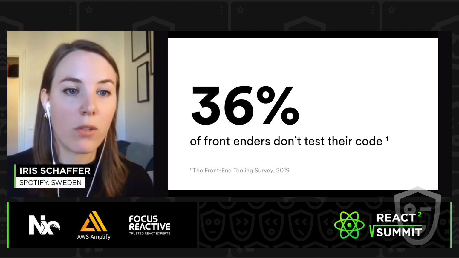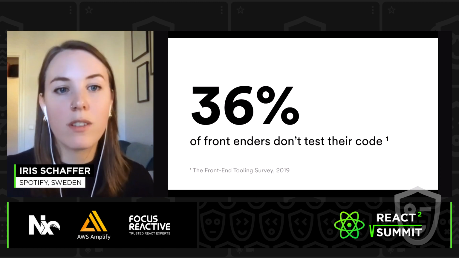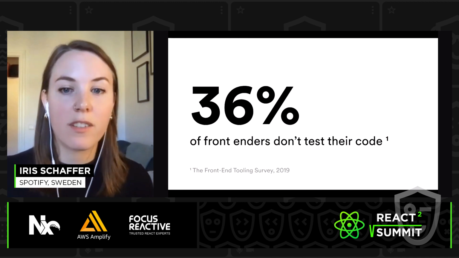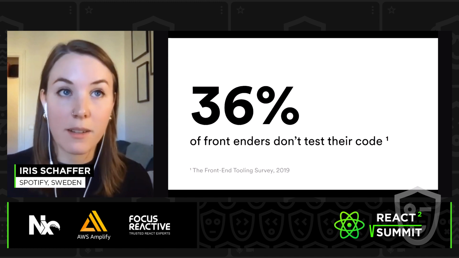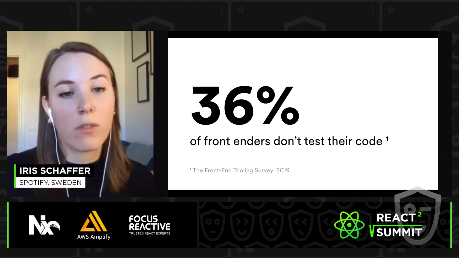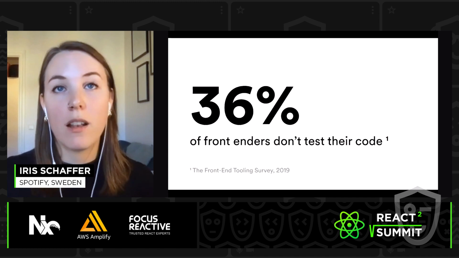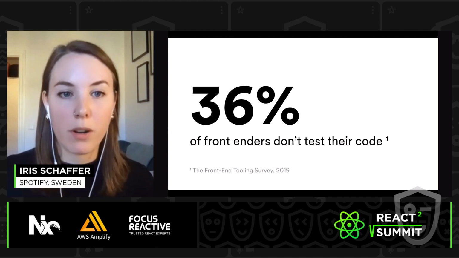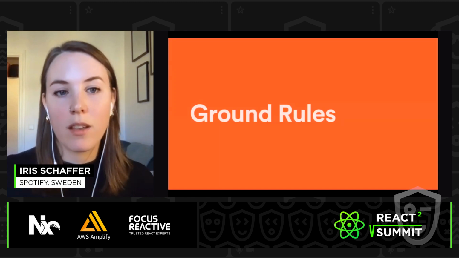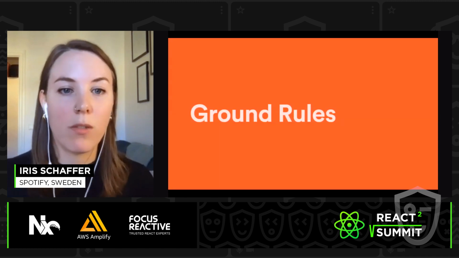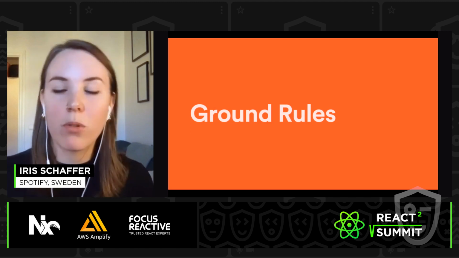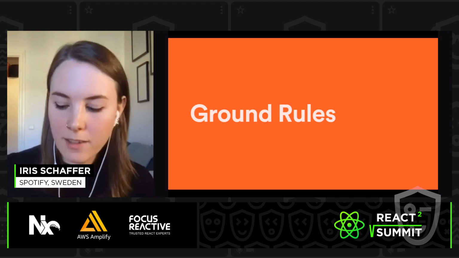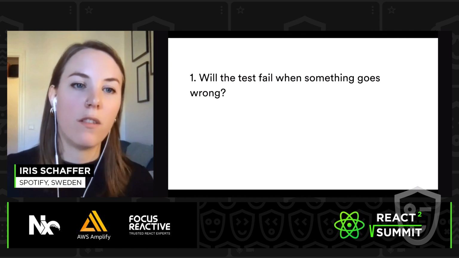Specifically, I want to talk about front-end testing, because for some reason, 36% of front-enders still didn't test their code in 2019. And to make sure that we're off to a good start, let me first introduce a couple of ground rules that I like to keep in mind when I write my tests. A good test has a couple of characteristics. It should be readable, writable, isolated, fast. But the most important rules for me are the following.